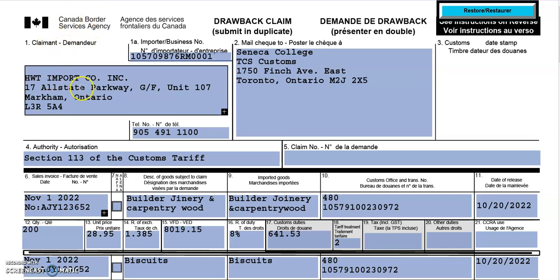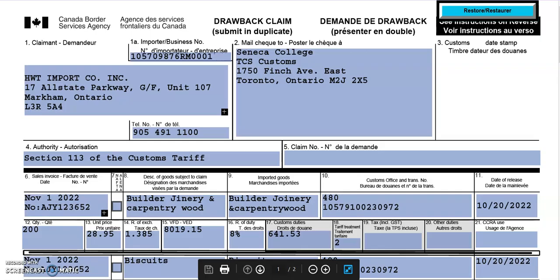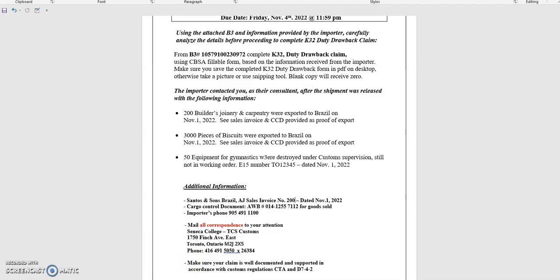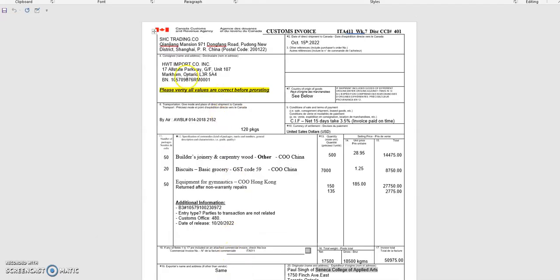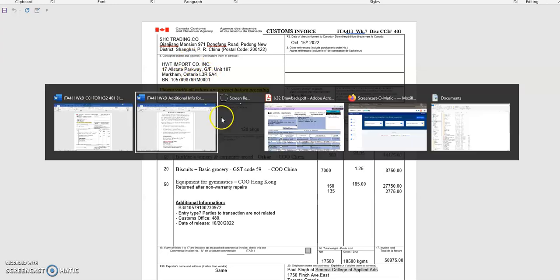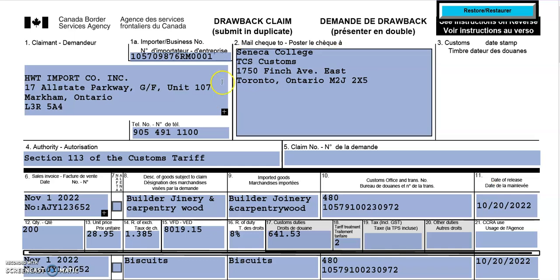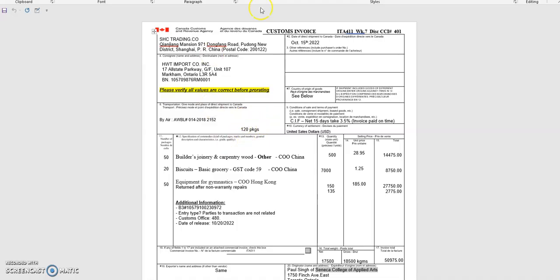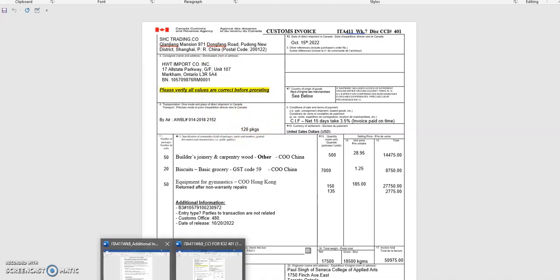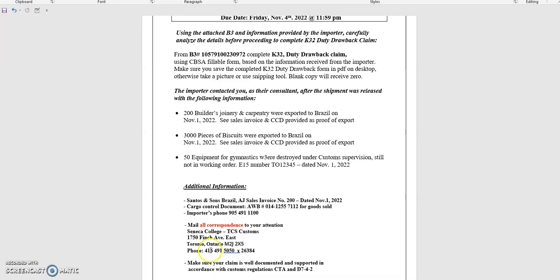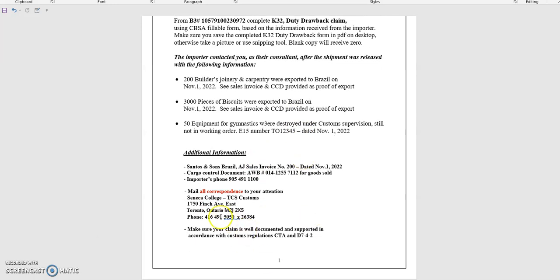So claimant, you're going to put down who the importer was, and we know that the importer was HWT Import. So we put them in there, and they also have their business number, so we put their business number in, and their telephone number as well. Your telephone number was given to you as part of the information, I believe. It was right there. Okay.